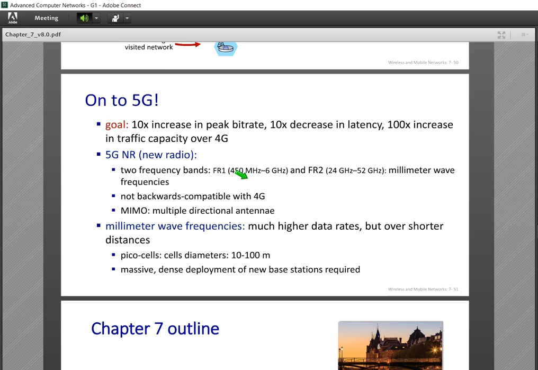Okay, so we are looking for a bit rate 10 times more than 4G. We want a network with 10 times less latency than 4G, and a 100 times increase in traffic capacity. So in 5G, I'm looking for a very high bandwidth wireless network.